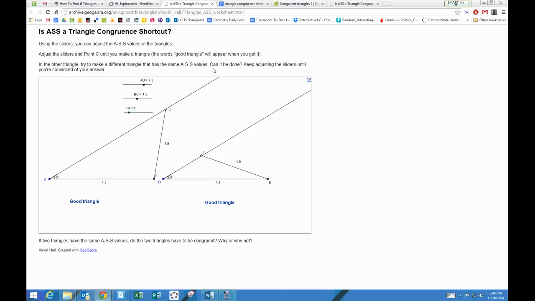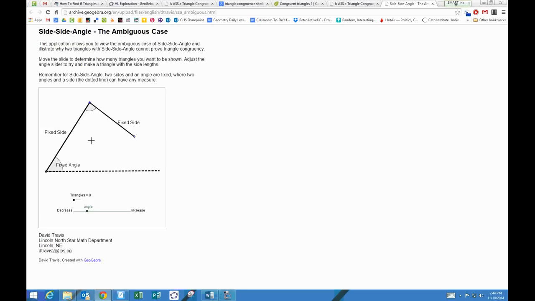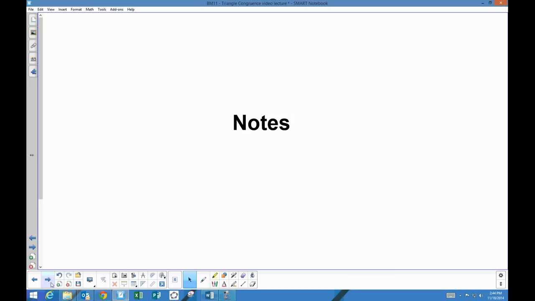So ASS does not work. There is no donkey in geometry. All right? And the last one like that looks like this, and it's the same thing, SSA, ASS. It's just ass backwards. Pardon my French. Okay. Now let's take some notes.